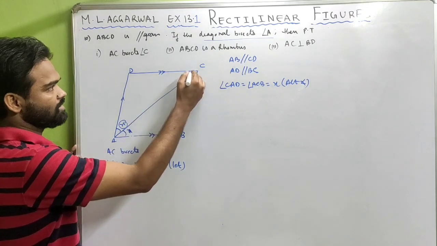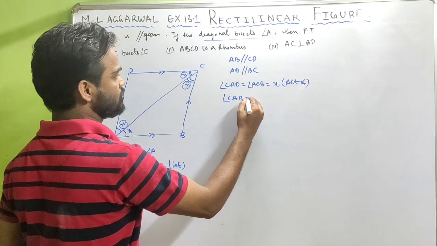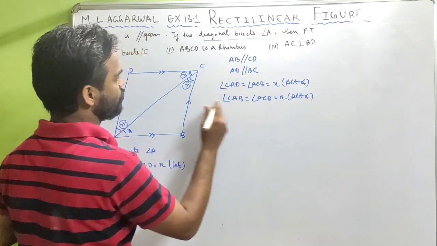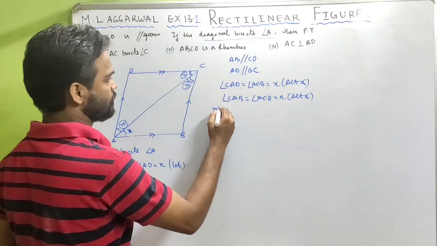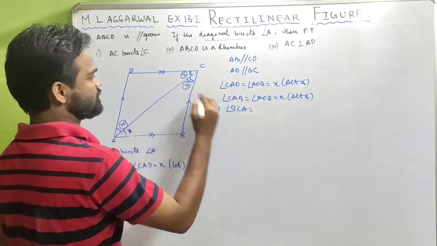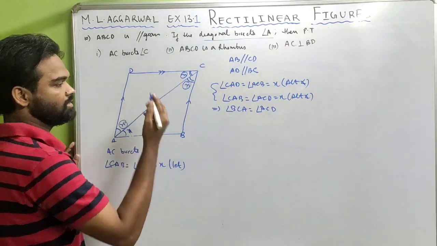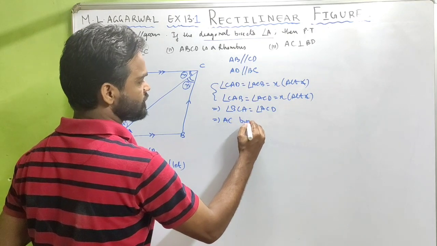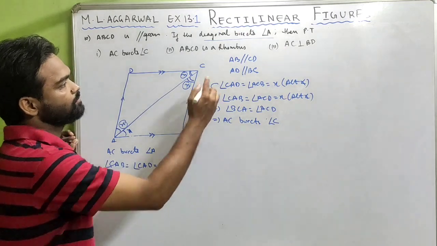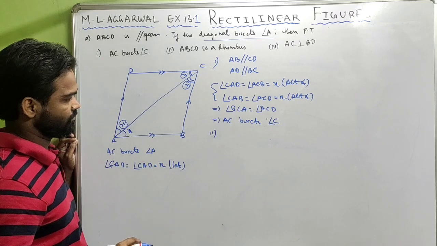Similarly, if this is X, this has to be X. Why? Alternate angles. So CAB is equal to ACD is equal to X, alternate, which means these two angles are equal, which implies angle BCA is equal to angle ACD, isn't it? By these two we can say AC bisects angle C. Done the first part. The second part, ABCD is a rhombus. Very easy. Look over here.